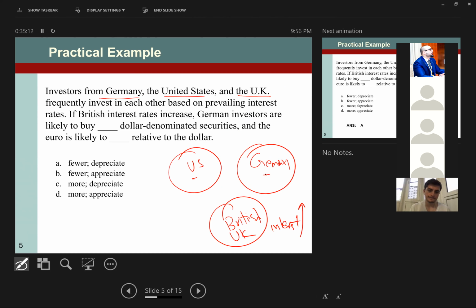What will happen? Euro and dollars will start coming to the British economy, right? It means euro will be converted into pound and will be pumped into the British economy. Dollars will be converted into pound and will be pumped into the British economy, right? So what will happen?